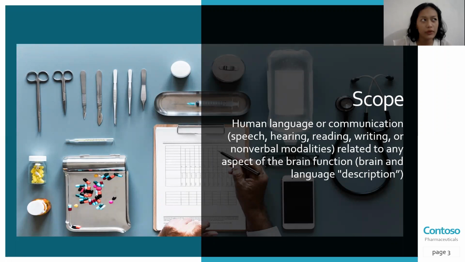So the next one is the scope. The scope of neurolinguistics is human language or communication. They may include speech, hearing, reading, writing, or any nonverbal modalities. All of them are related to any aspect of the brain function, the brain and language, and it's about the description.